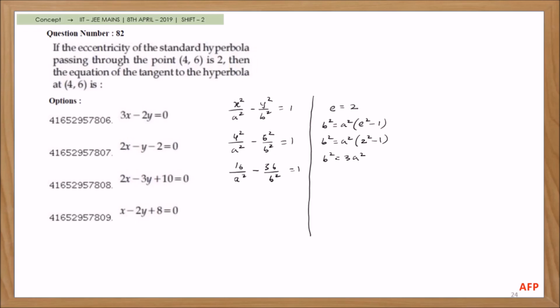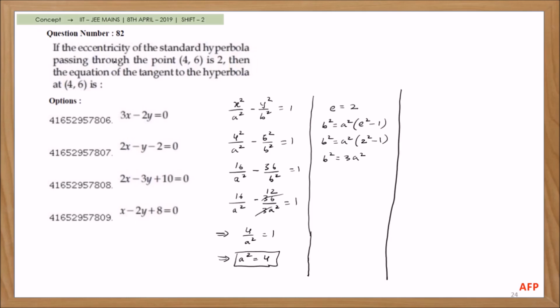We will substitute the b square value here. So 16 divided by a square minus 36 divided by 3 times a square is equal to 1. So we can go for cancellation, 12. So this implies 4 by a square is equal to 1. Therefore a square is equal to 4. We got this relation. Okay, next part.